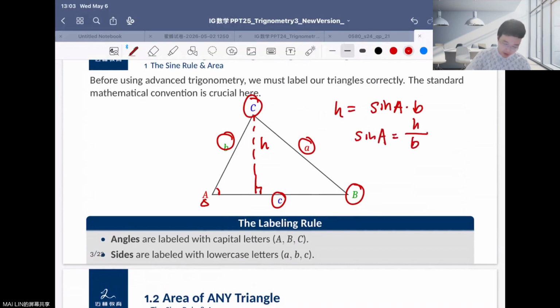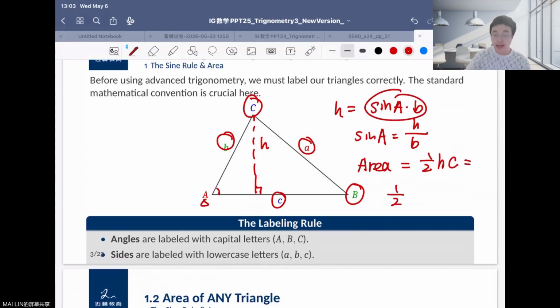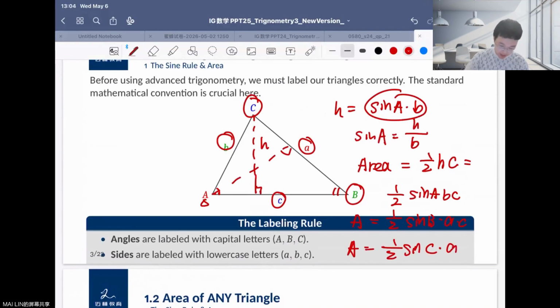So the area of the triangle can be written as a half times height times base, or also as a half times sine A times b times c. Here is the formula right here: a half times sine A times b times c. And also, if you use B, you can write the area as a half times sine B times a times c. Also, you can draw this perpendicular line, so the area can also be written as a half times sine C times a times b.